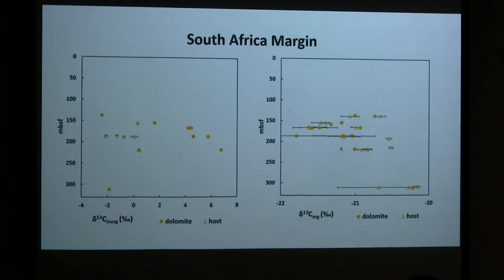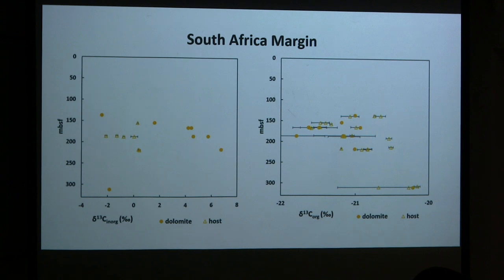Last site, South Africa margin. Inorganic isotopic data versus depth. There's a couple outliers, but there is a general increase with depth. And this one actually spans from negative values into positive values. It starts off at about negative 2 per mil, goes all the way up to about positive 7 per mil.